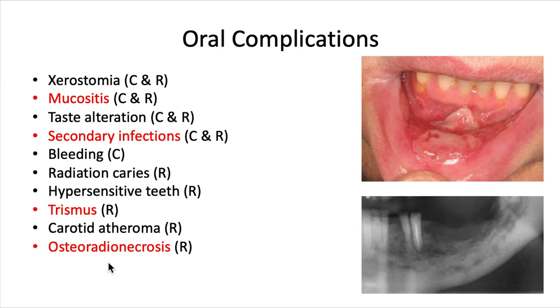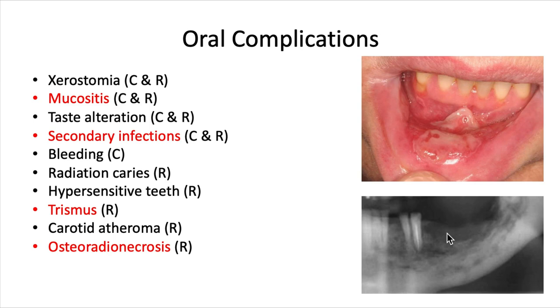So this is very similar to MRONJ, which is medication-related osteonecrosis of the jaws, in both appearance and etiology, except instead of a medication like bisphosphonates that inhibit bone healing, this time it's head and neck radiation that interferes with the jaw bone's ability to heal. Remember, osteonecrosis is exposed bone that fails to heal.